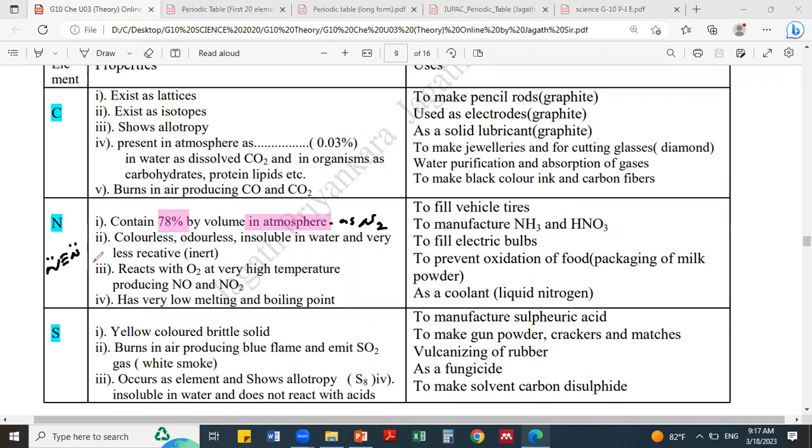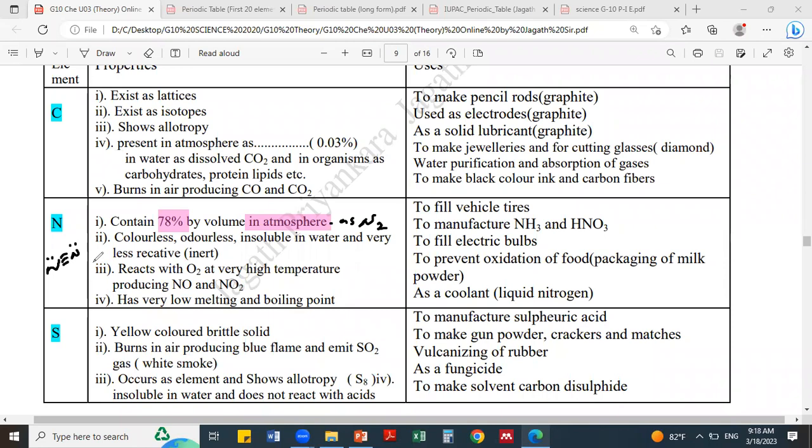Even though there's 78% nitrogen in the atmosphere, do we see any colored area in the atmosphere? No, because it's colorless. That is better. Otherwise, we couldn't see anything. The other properties: it is odorless, insoluble in water, and very less reactive or almost inert. Its reactivity is very low.